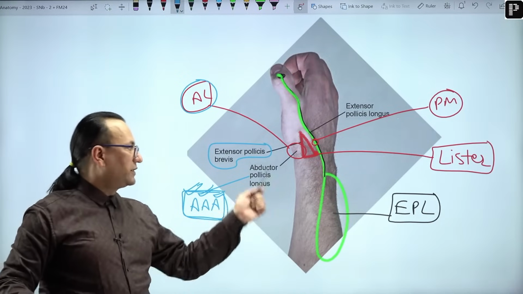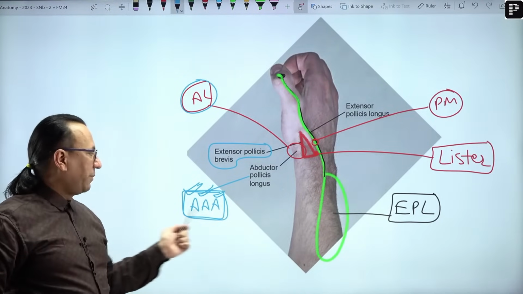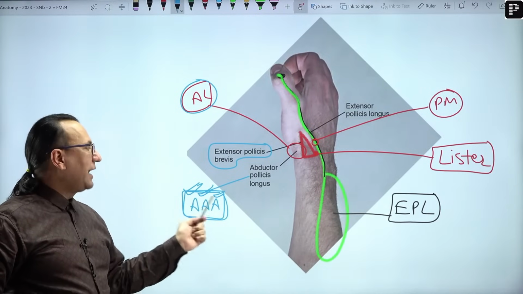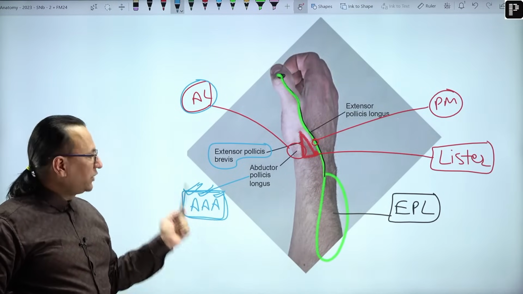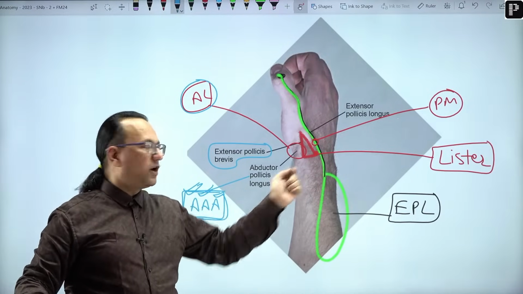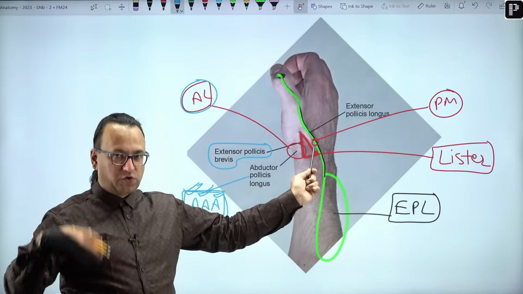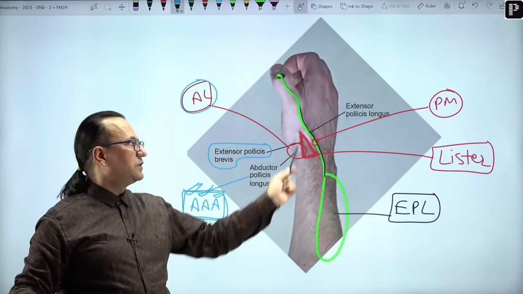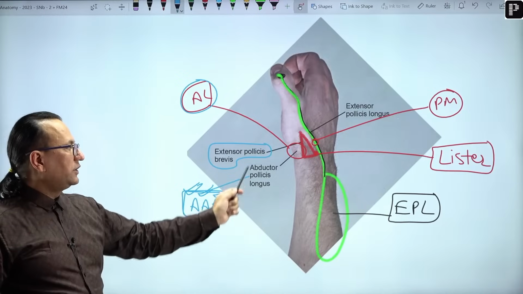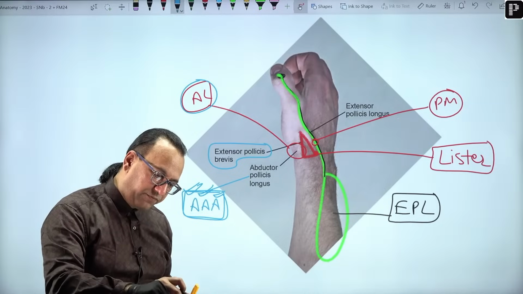If you say abductor pollicis longus, you should know it is an additional boundary and it is more anterior. The actual boundary is extensor pollicis brevis. So this anatomical snuffbox is bounded by two extensors, extensor pollicis longus, which is posteromedial, and extensor pollicis brevis, which is anterolateral. Though we also include abductor pollicis longus.